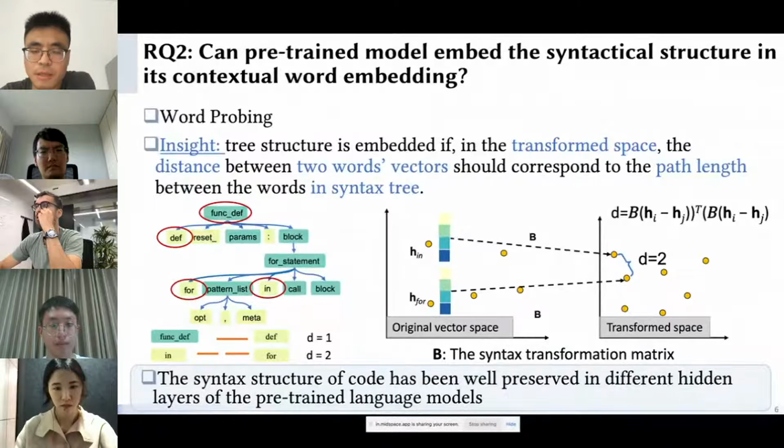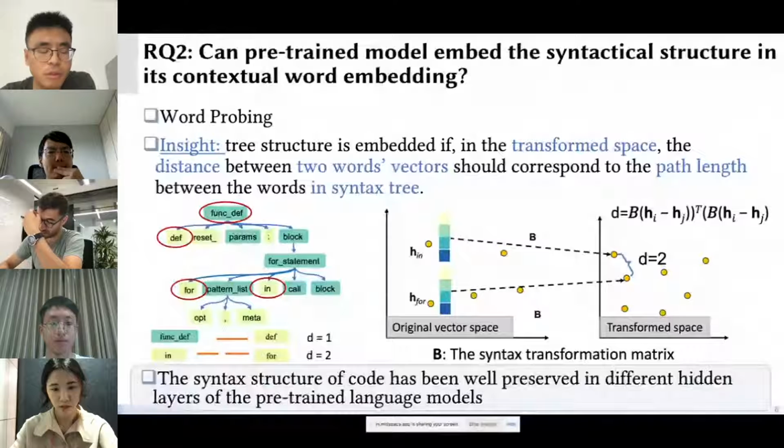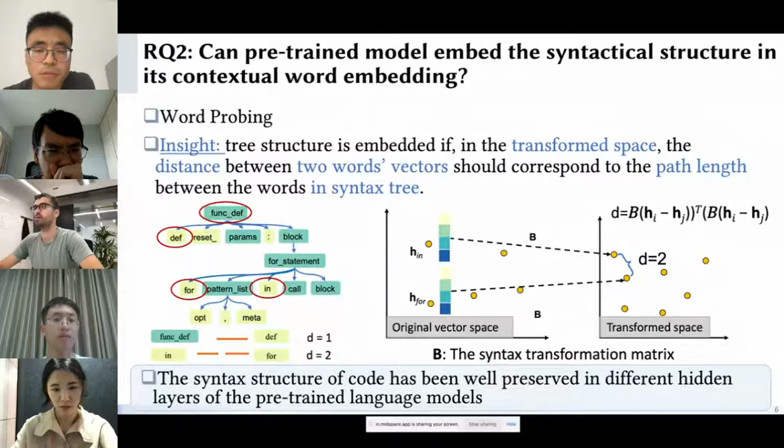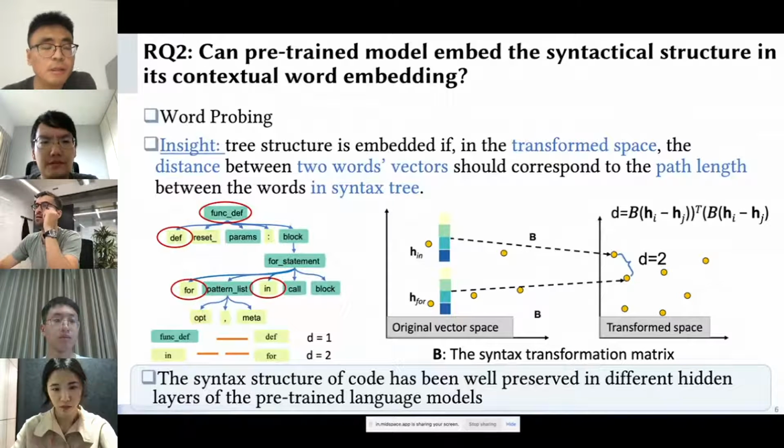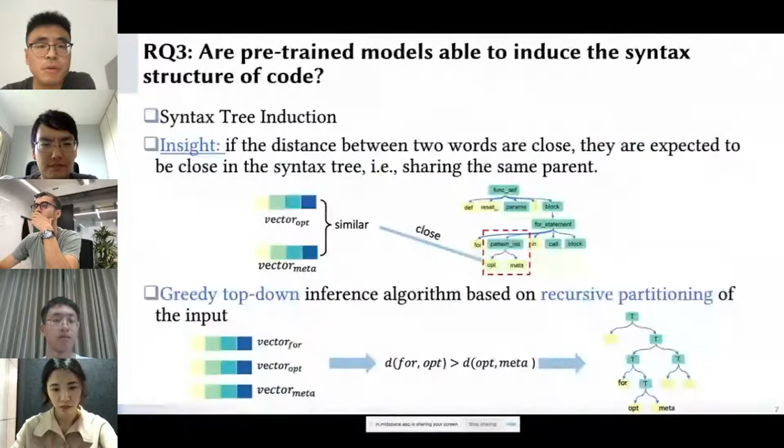So based on this insight, we can learn the matrix B in a supervised learning way. In this research question, our experiments show that the syntax structure of source code has been well preserved in different hidden layers of the pre-trained language models. Our third question is: are pre-trained models able to induce the syntax structure of code?